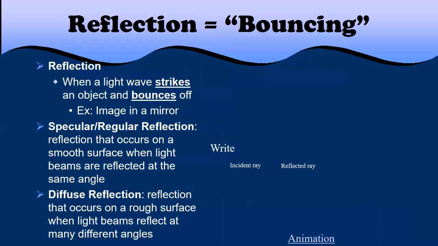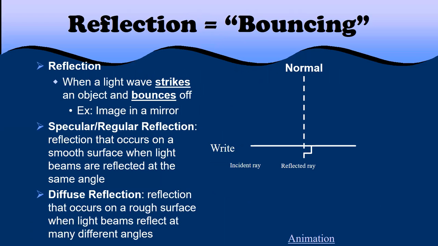So reflection is another word for bouncing. Reflection of light happens when a light wave strikes an object and bounces off of it, like an image in a mirror. If you've seen yourself in a mirror, then you've seen your reflection. You have seen light hitting an object, bouncing off that object, and going back to your eye.